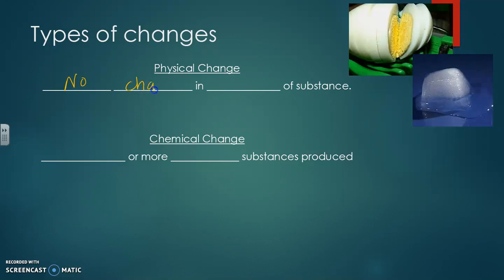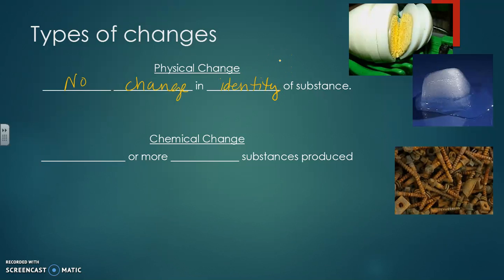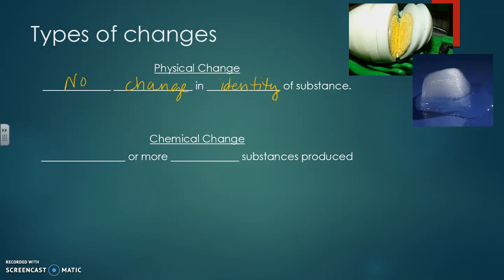No change in the identity of the substance. So what's going to happen here is it's just changing shape, size, or phase. But it doesn't change the identity. So we can take that egg and cut it and it's still an egg, right? We can take that ice cube and melt it, it's still water, right? Ice is not ice anymore, because ice is solid water, but it's still water.